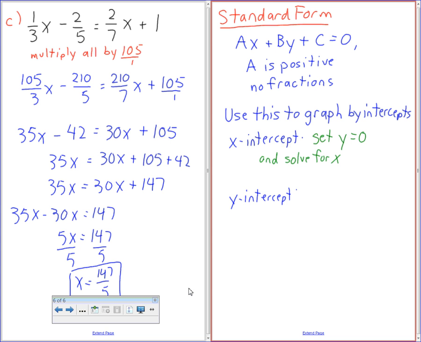The reason y has to be 0 on the x-intercept is that the point is going to be something comma 0. The y-intercept is going to be the opposite: set x equal to 0 and solve for y.